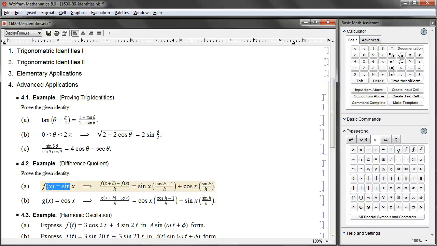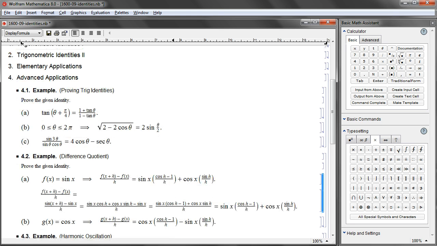F of x is given as sine of x, and we want to find out this quantity, f of x plus h minus f of x over h. This quantity, by the way, is called the difference quotient, or Newton quotient, named after Isaac Newton, the same person who studied and discovered calculus, among other things. Okay, let's go ahead and do the computation of the left-hand side. What is f of x plus h here?